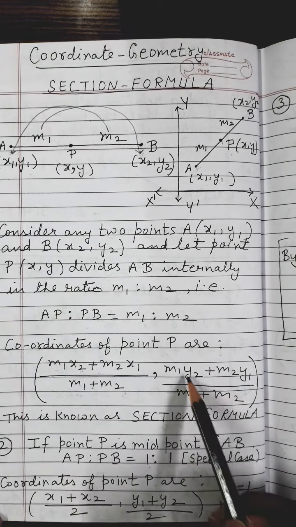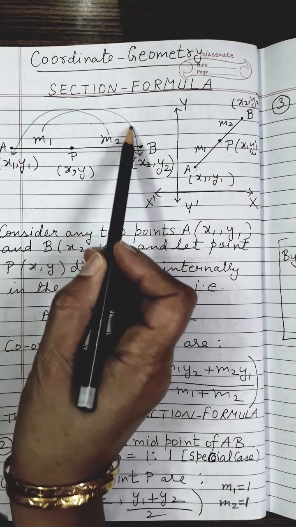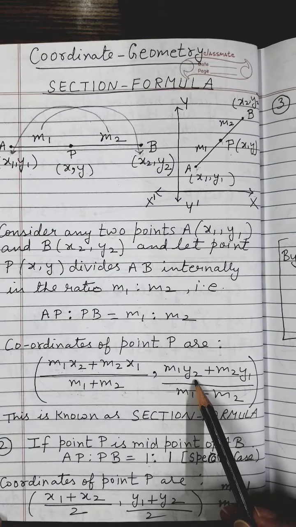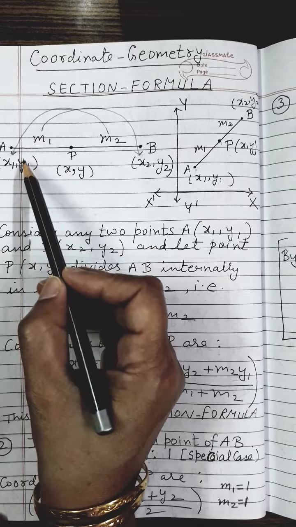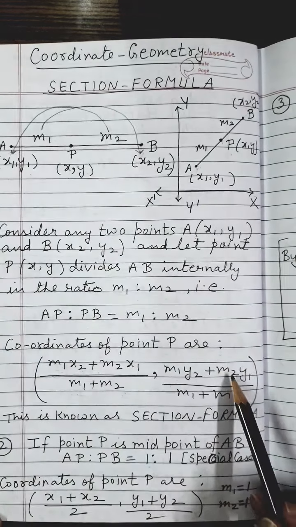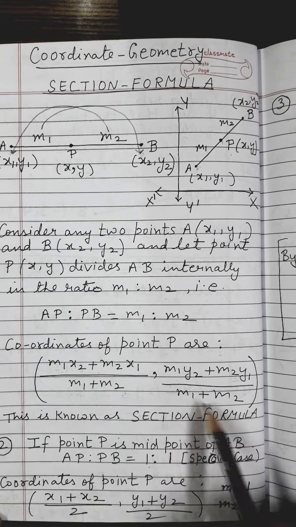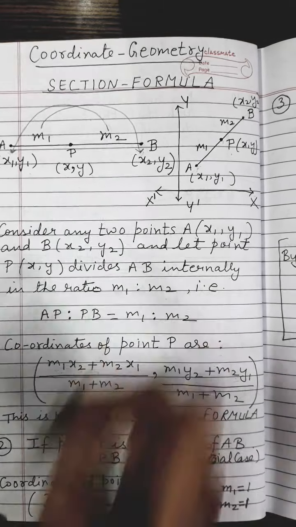Now come to the y coordinate. Take m1 multiplied with the far away y coordinate which is y2. So I write m1 into y2 plus m2 gets multiplied with the far away y coordinate which is y1. So plus m2 into y1 and of course divide by the same denominator m1 plus m2. So this is giving you the y coordinate of point P.